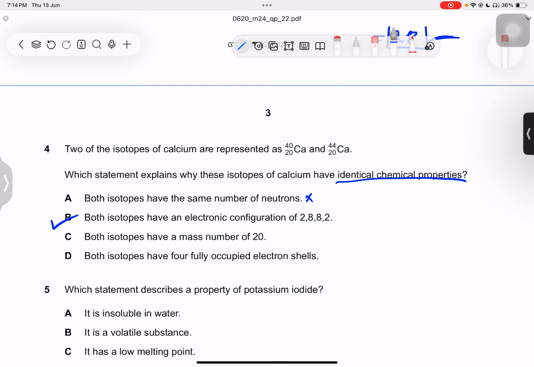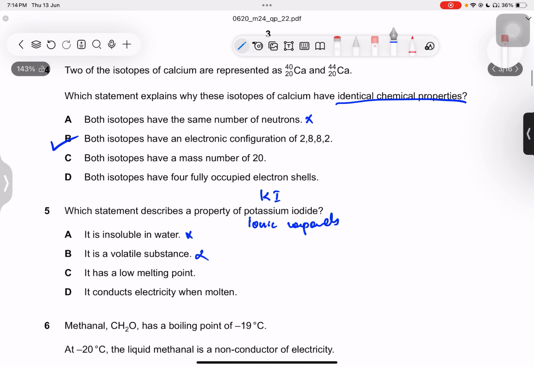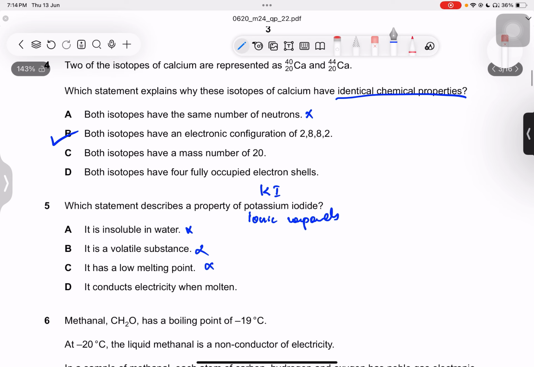Next, which statement describes a property of potassium iodide? It is insoluble in water? No. Potassium iodide is an ionic compound, made of a metal and a non-metal, and these are soluble in water. It is a volatile substance, meaning it can be turned into gas easily. No, they have a high boiling point. It has a low melting point. No, they have a higher melting point. It conducts electricity when molten. Yes, because they have free mobile ions in the molten state.